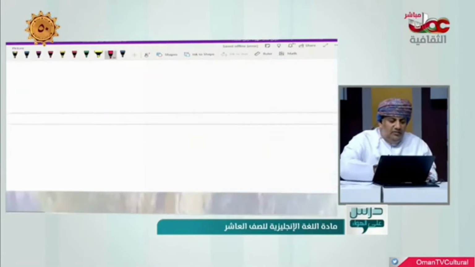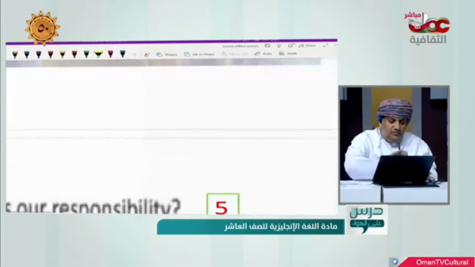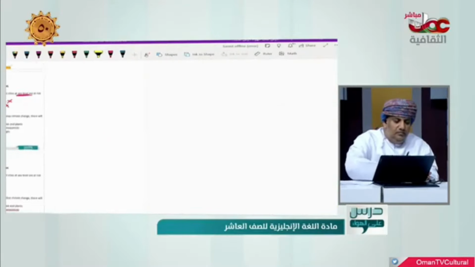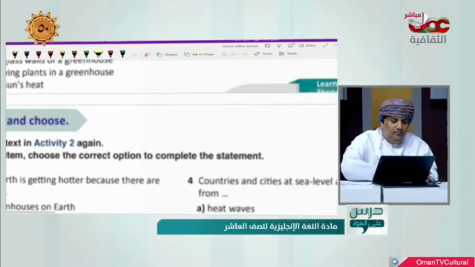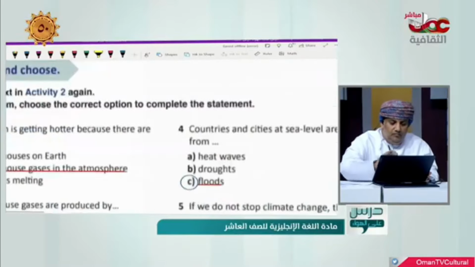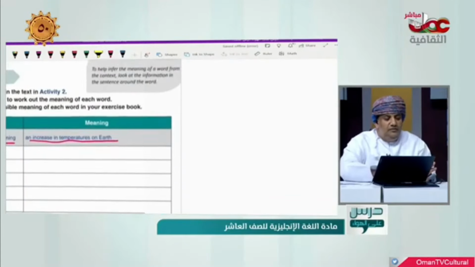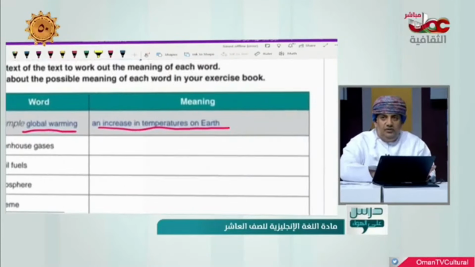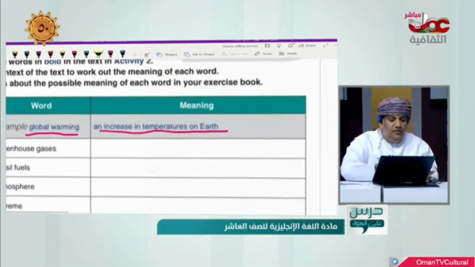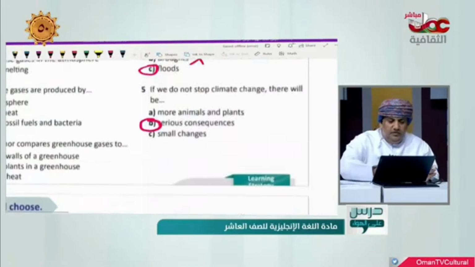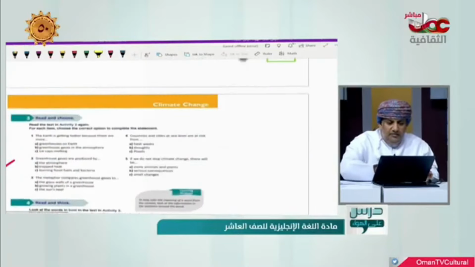So let's look for number 2, fossil fuels. Fossil fuels, I think it's also in paragraph number 2. Let's return back to paragraph number 2 again.